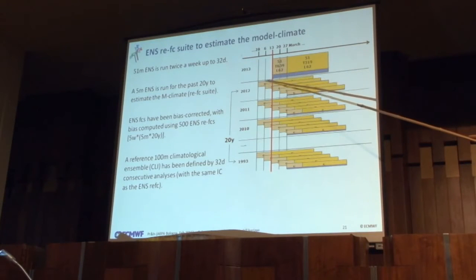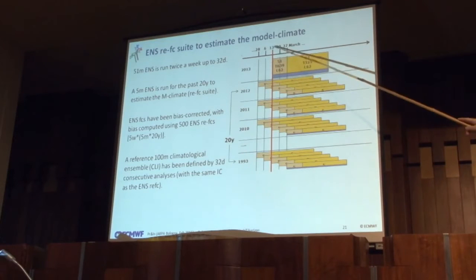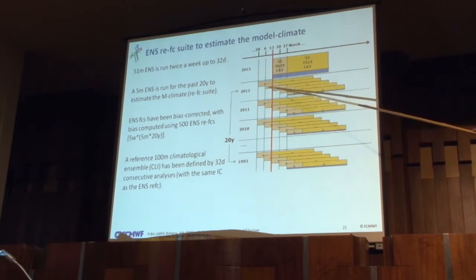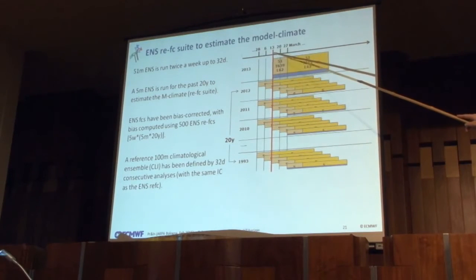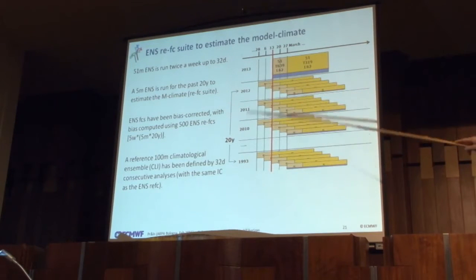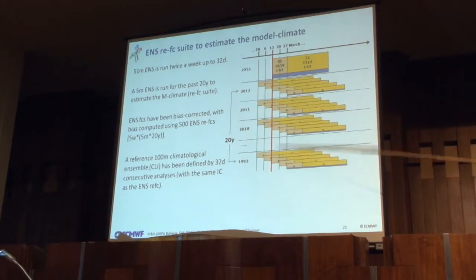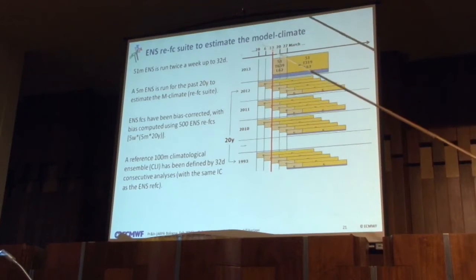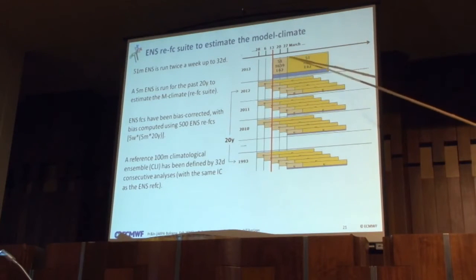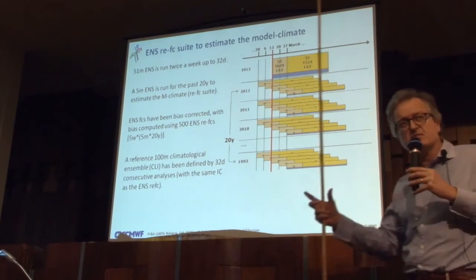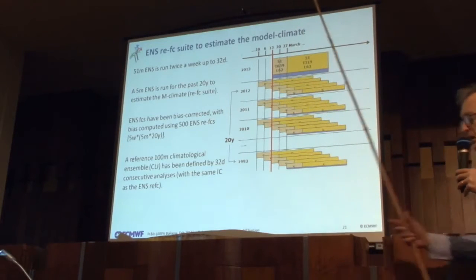So we took the reforecast set. As you know, for example, on the 13th of March 2013, we ran a 51-member ensemble. At the same time, we ran 5-member ensembles once a week for the 5 weeks centered on the 13th of March for the past 20 years. These are 500 forecasts, 500 32-day forecasts, used to bias correct this 32-day forecast. This is my bias corrected ensemble forecast, which I'm going to score and look at.